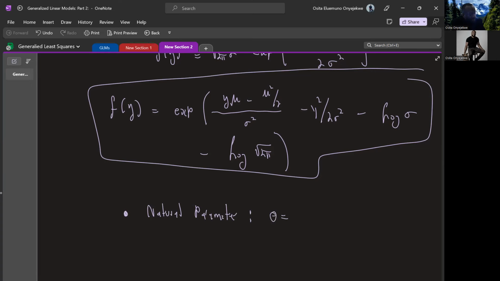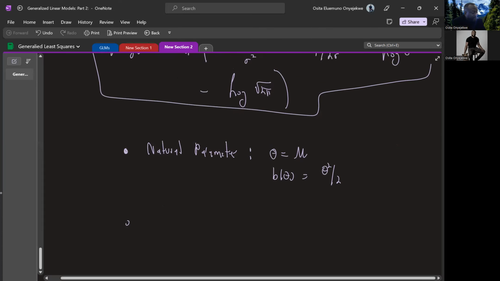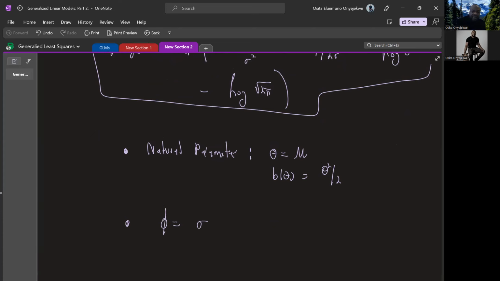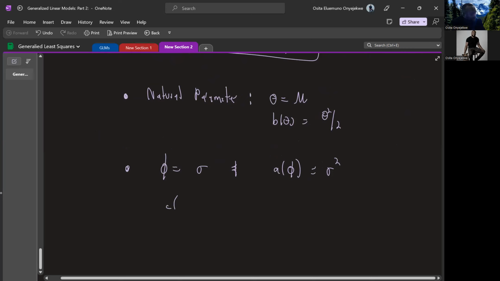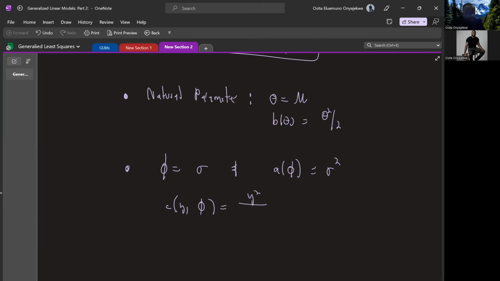This is going to be theta is equal to mu, and b of theta is equal to theta squared over 2. For our dispersion parameter, phi is equal to the standard deviation, the spread. And a of phi is equal to sigma squared. With c of y of phi, this is going to equal y squared divided by 2 sigma squared.